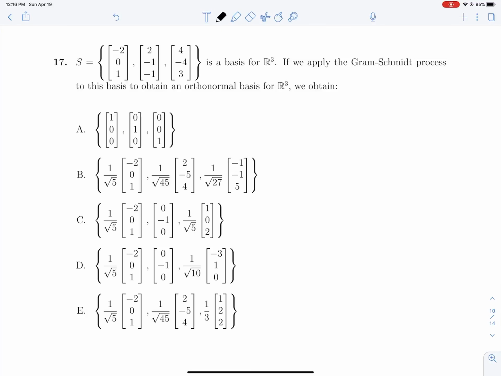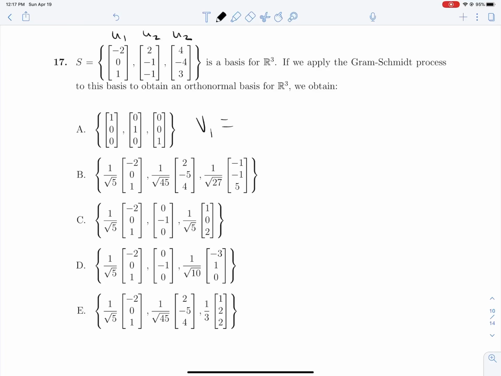17. We're given a set of three vectors and told that it acts as a basis for R3, and we're trying to apply the Gram-Schmidt process to this basis to find an orthogonal basis for R3. So doing that, we can find our first basis vector. I'll call it V1, and that's just equal to the normalized, and I'll label these U1, U2, and U3, so that will be U times 1 over the magnitude of U.